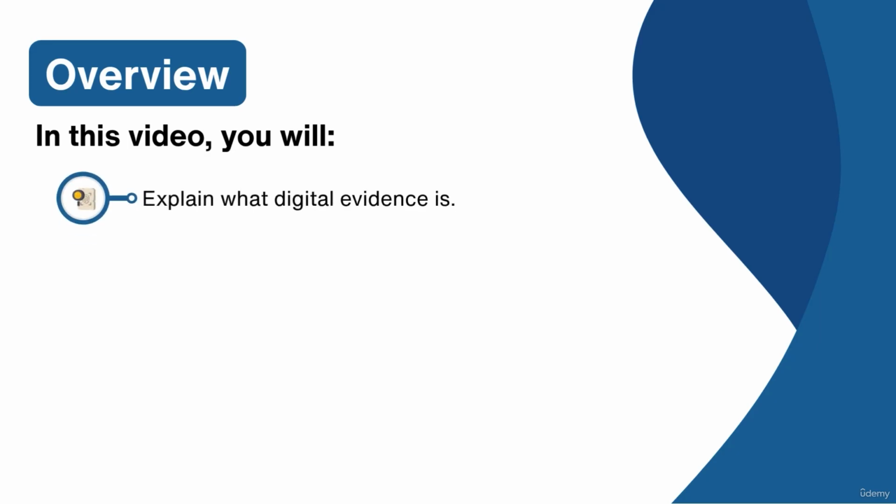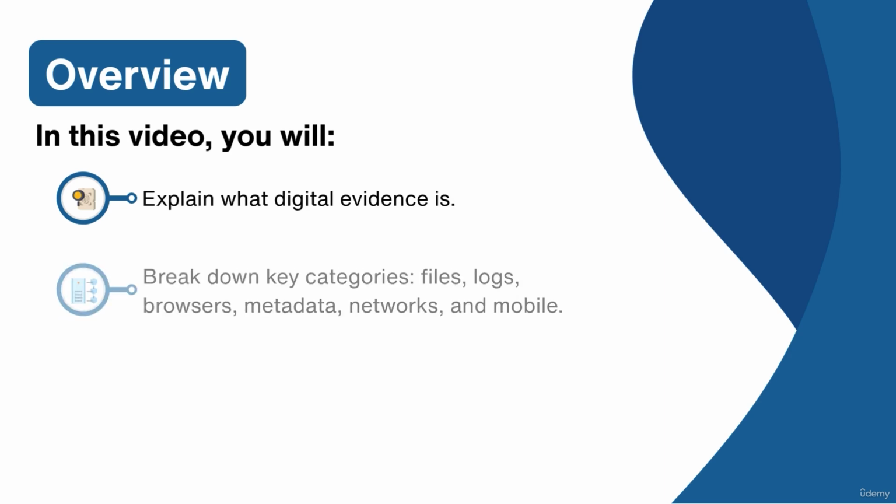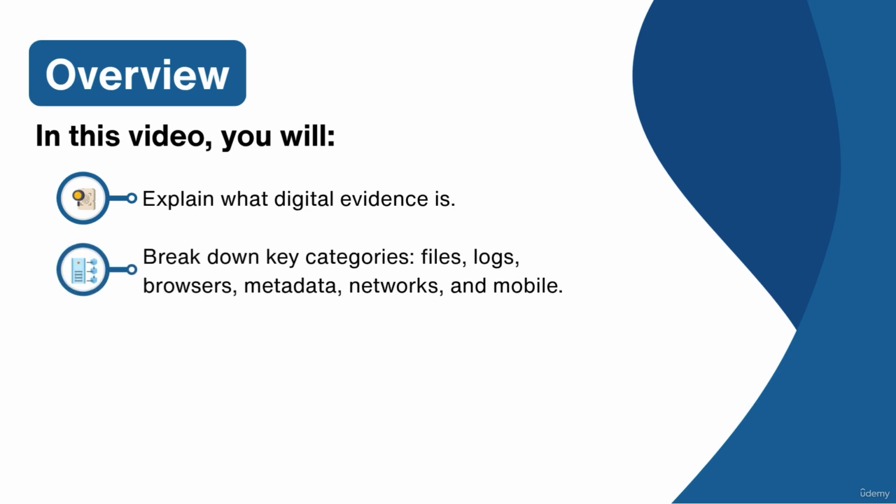Unlike physical evidence, you can't touch them. They require specialized tools and skills to uncover, yet they are often the most decisive proof in any investigation. We will break down the key types of evidence: file systems and logs, browser histories and metadata, network traffic and registry entries, mobile devices data, and multimedia.